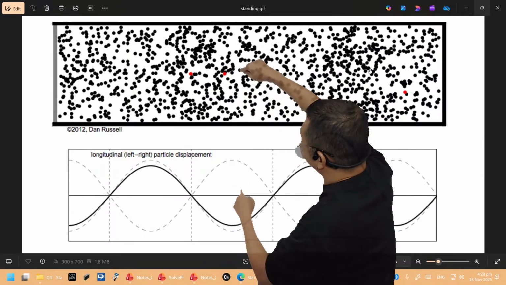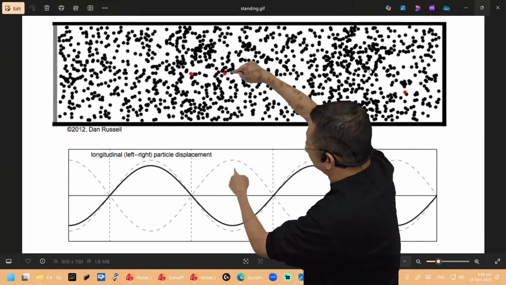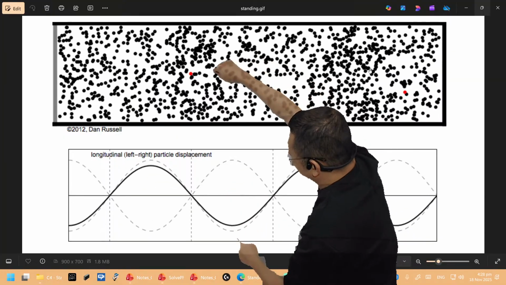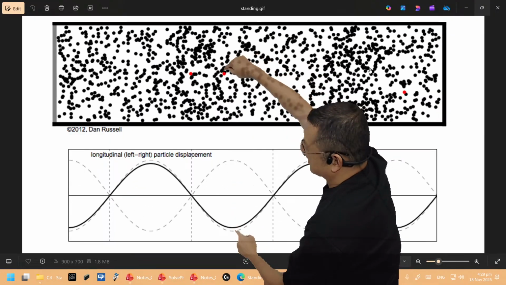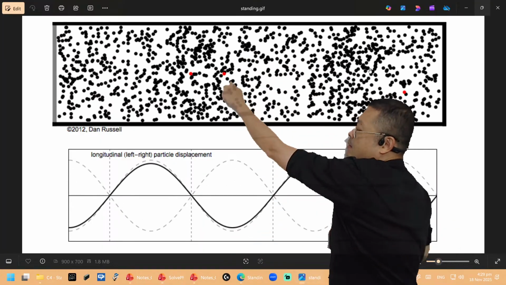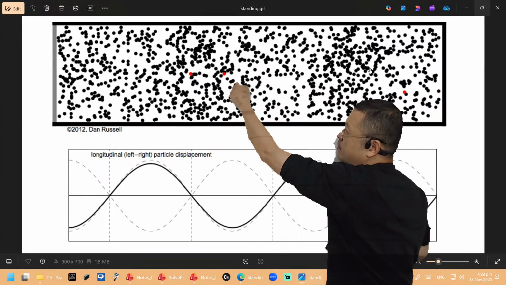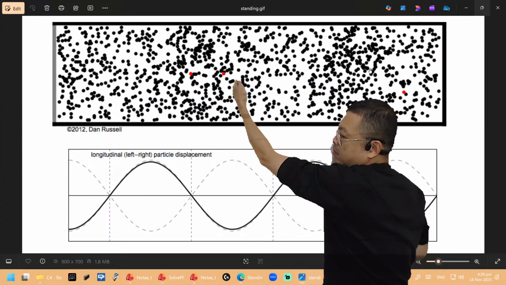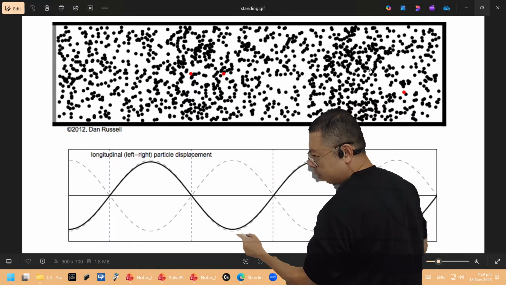I'm going to track this red particle in the middle here, and I'm going to trace the graph with my left hand. So it's to the right, then to the left, to the right, to the left, like this. So it's basically moving maximum to the right and maximum to the left. In between is equilibrium, somewhere in the middle, between where the particle is moving left and right. And then the graph will therefore go most positive, most negative, most positive, most negative.